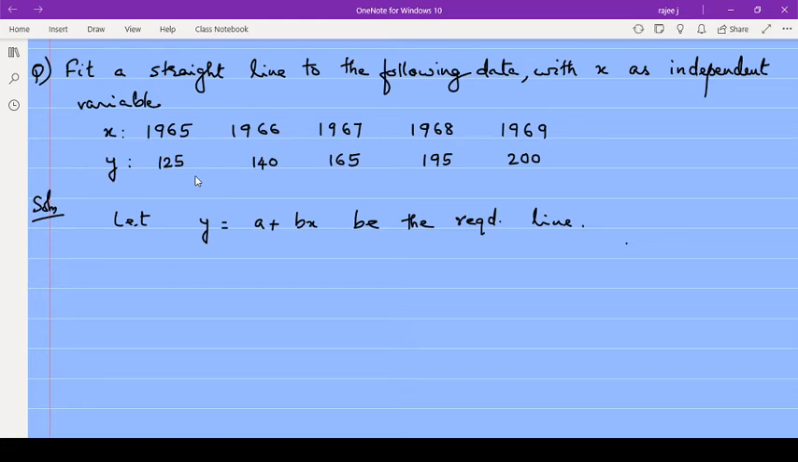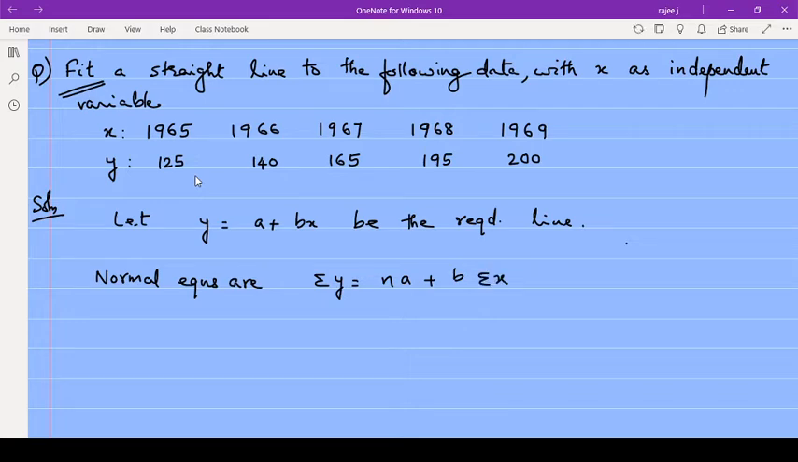Let y equal to a plus bx be the required line. Then here firstly you have to write the normal equation, because you are going to fit the curve here. So we will write the normal equations. Therefore normal equations are summation y is equal to na plus b into summation x.